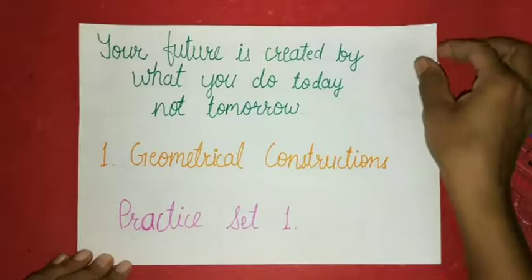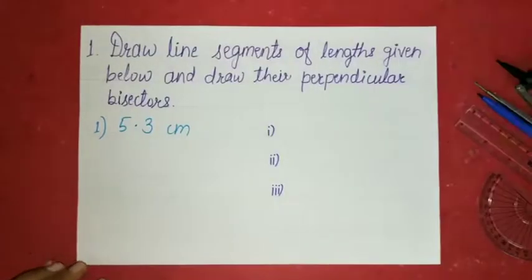Now children, be ready with your textbook, notebook and geometry box. You all have to write everything that we are learning in the video. You all are supposed to use a sharp pointed pencil for the construction of diagrams. No one will use any kind of pen for construction.